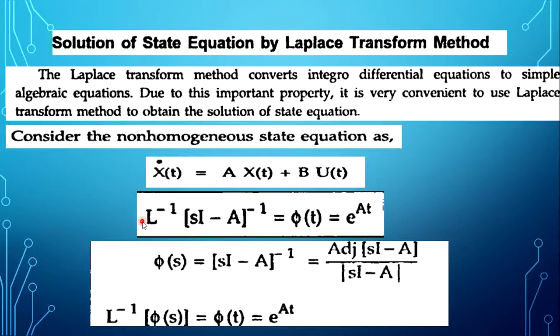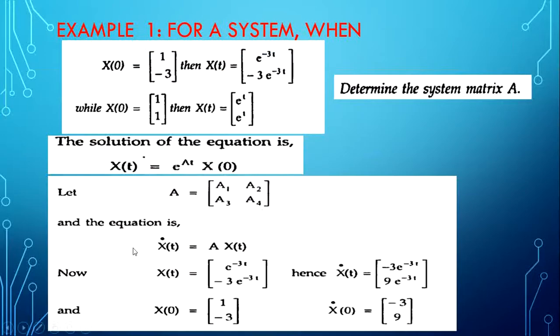Whatever we have explained, the same thing is only repeated here. First we have to obtain e to the power At, which is L inverse of sI minus A the whole inverse. The inverse matrix can be obtained by the adjoint matrix divided by the determinant. So we'll start with the first example.